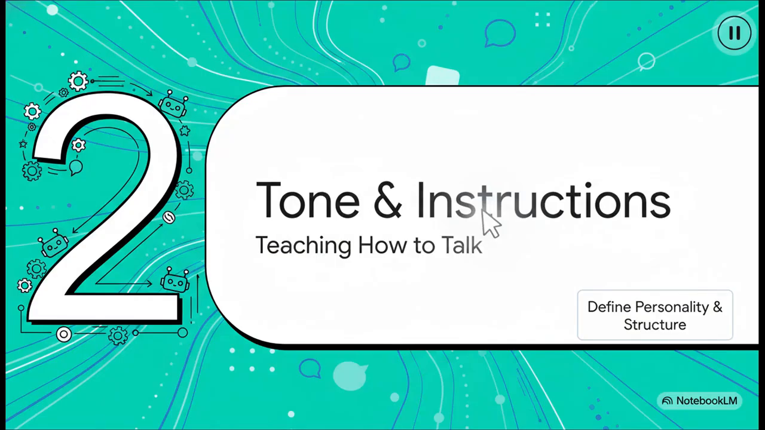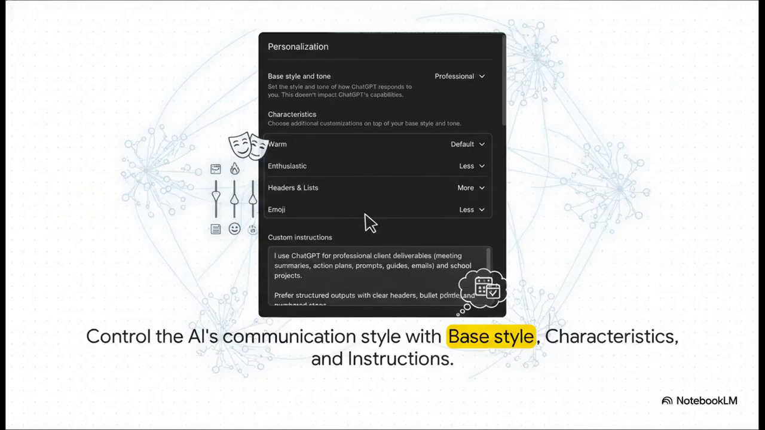All right, now that we're in the Personalization menu, our first mission is to teach ChatGPT how to communicate. This is where we get to define its personality and the way it structures its answers for you. And what's really cool here is the amount of control you have. You can set a base style and tone. Maybe you want professional for work stuff. And then you can use these characteristics sliders to fine-tune it.